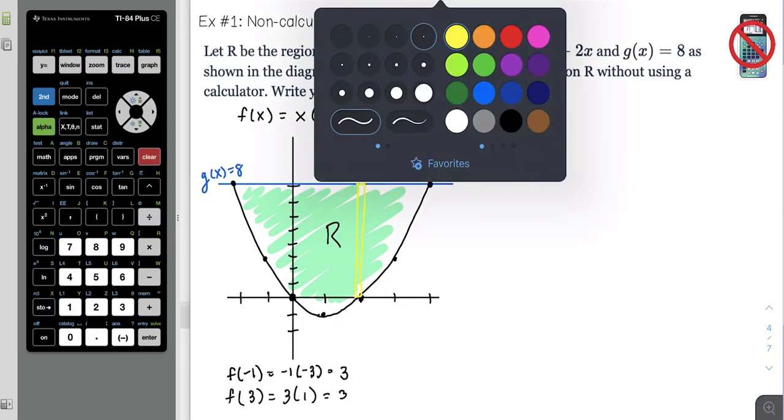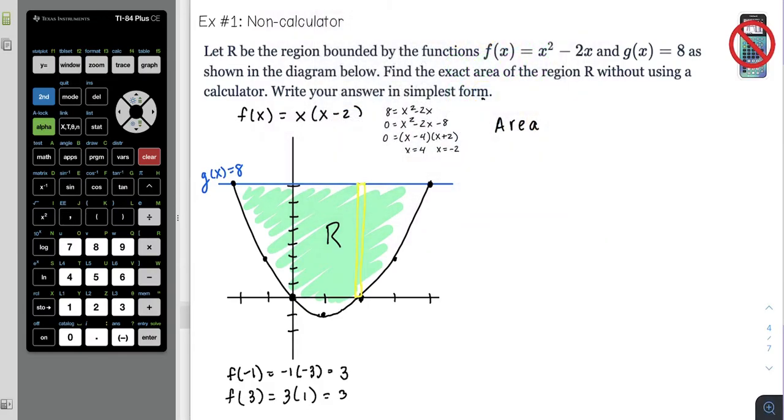So because I have a vertical rectangle, I'm going to be doing it in terms of x. So my area is going to equal, my region's going to go from negative 2 to 4, because those are the bounds on my x-axis. And then my top function here is going to be 8, and my bottom function is the parabola, so x squared minus 2x.